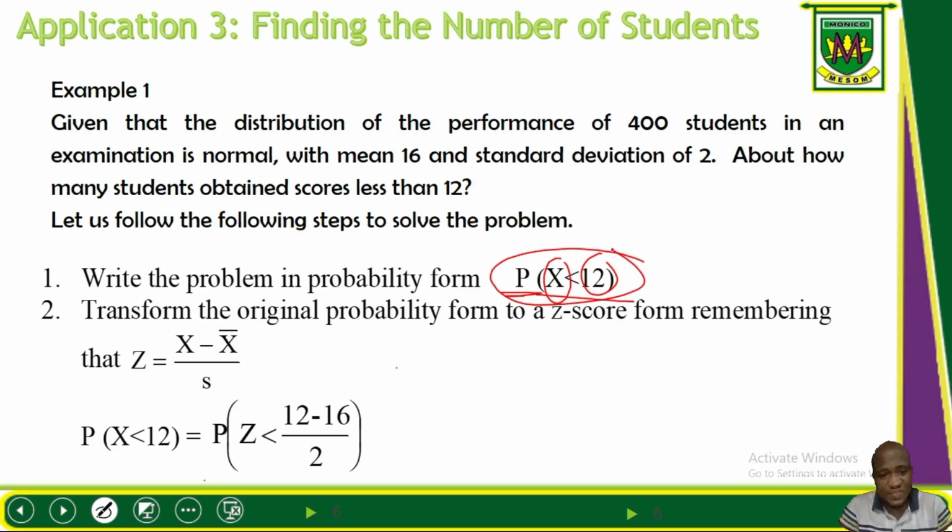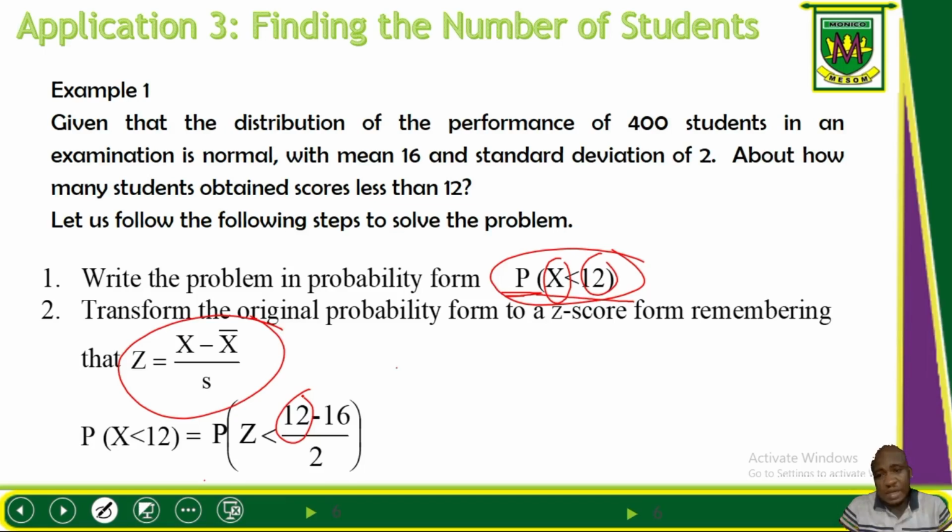The second step is to transform the original probability form to a z-score form. And remember the formula for the z-score. Z equals X, the obtained score, minus the mean over the standard deviation. I said always you will use the number in the question, the number we want to know, whether people have scored above or below. If it is between, then you use the two numbers, but you work for them separately. So that number in question always comes first. So you write your 12 here. The 12 is the number in our question.